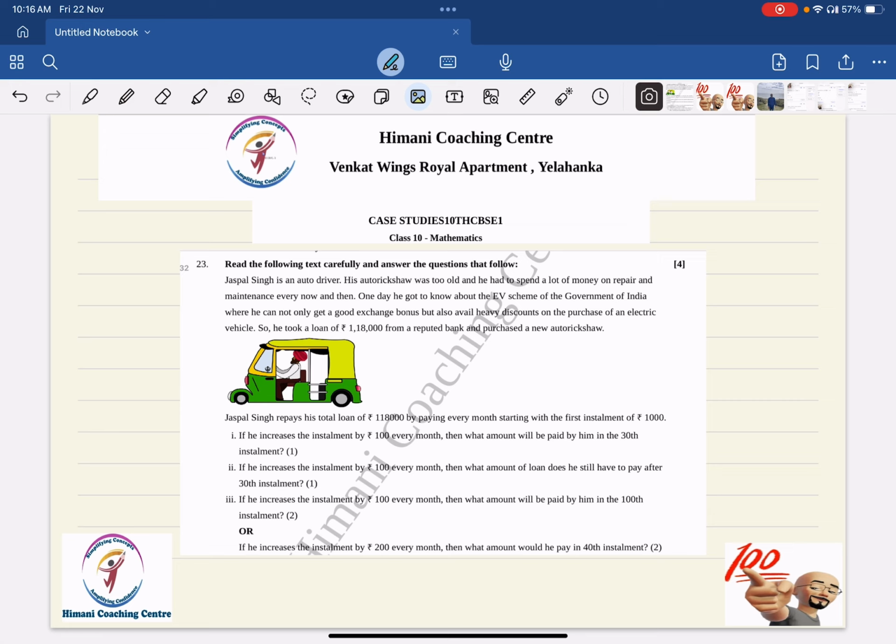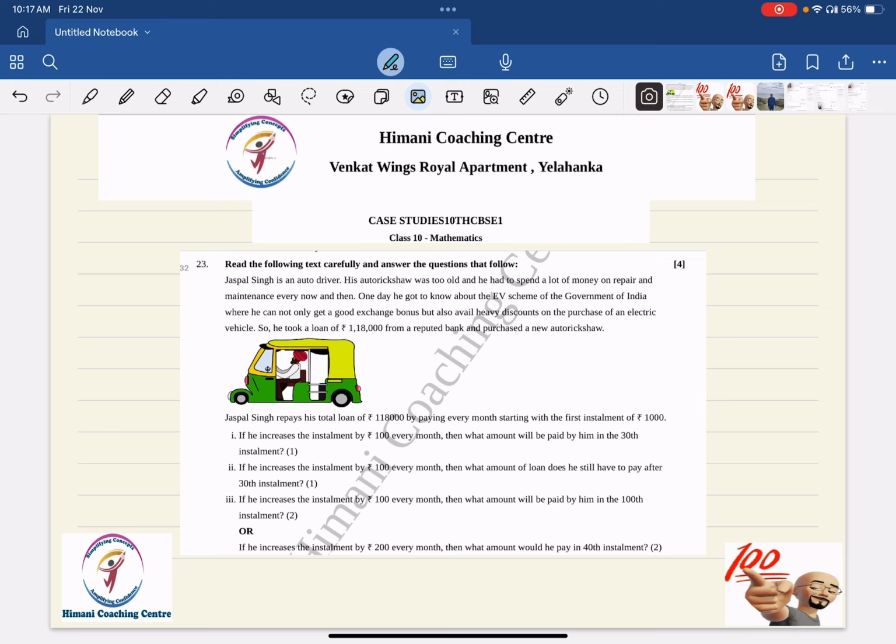The question tells us Jaspal Singh is an auto driver. His auto rickshaw was too old and he had to spend a lot of money on repair and maintenance every now and then. One day he got to know about the EV scheme, which is electrical vehicle, of the government of India, where he can not only get a good exchange bonus but also avail heavy discounts on the purchase of an electric vehicle. So he took a loan of rupees 1,18,000 from a reputed bank and purchased a new auto rickshaw.